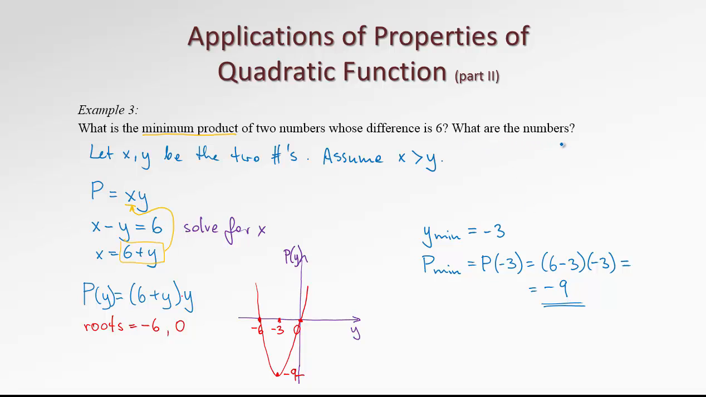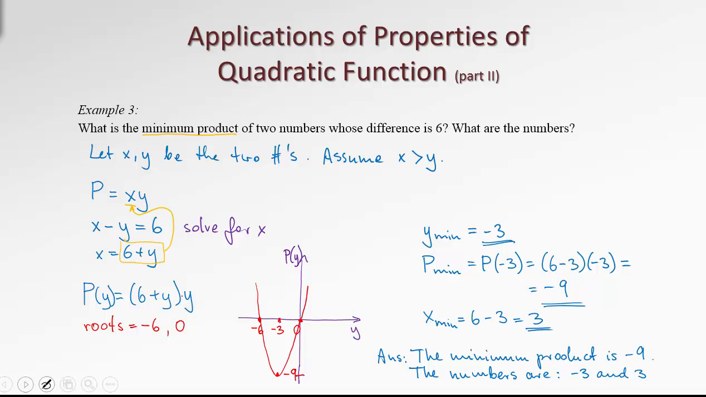And what are the two numbers? Well, one number is -3. What's the other number? x is equal to 6 plus y. So x, that gives the minimum product, is equal to 6 minus 3, which is 3. Okay, now we have all the information to give the final answer. The minimum product is -9, and the numbers are -3 and 3.